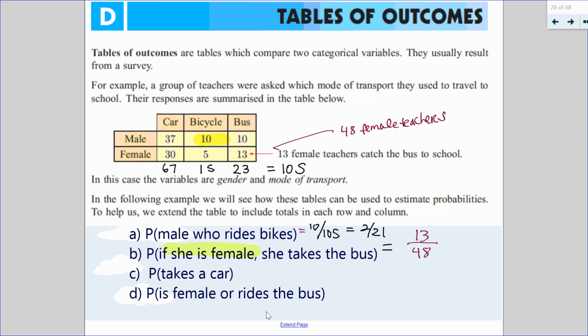And then if we go to the next one, the probability that a teacher takes a car. Well, we know 67 take the car because we already added this particular column, 67, and now we're just back in the general pool of people out of 105. So in the general pool, 67 out of 105, I don't believe that reduces.